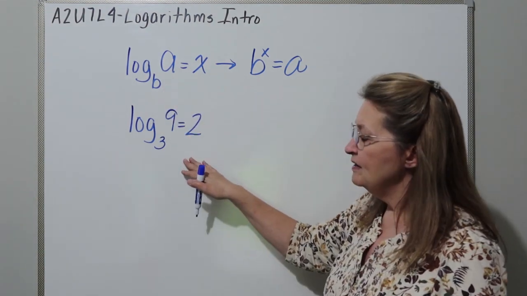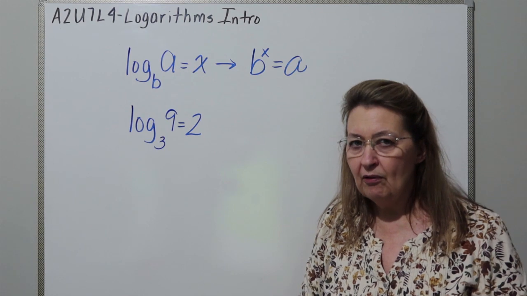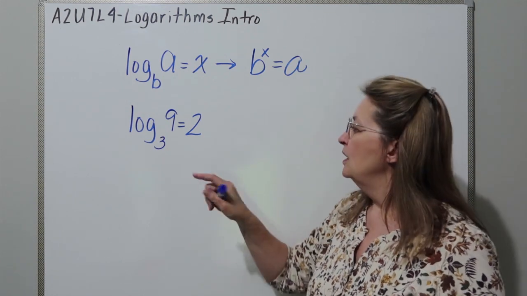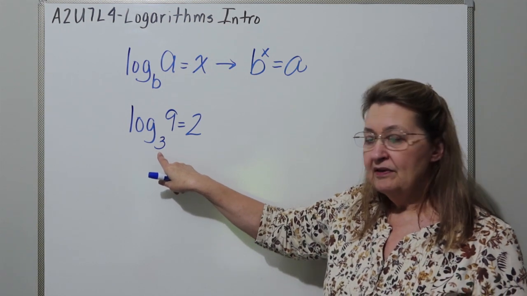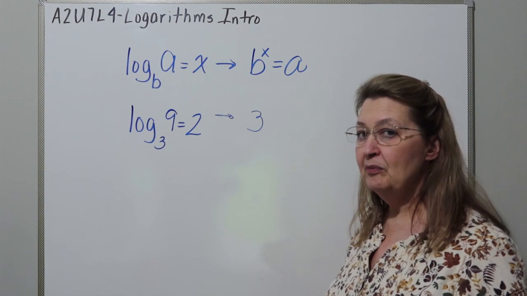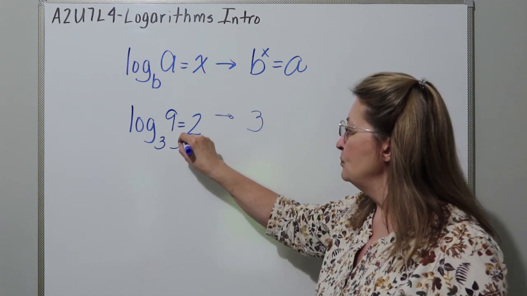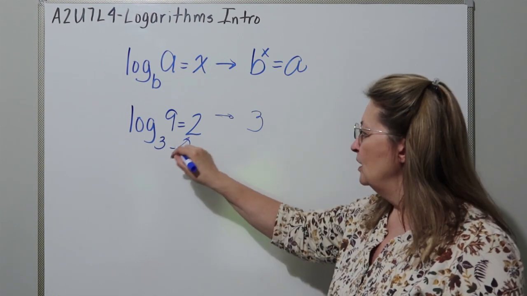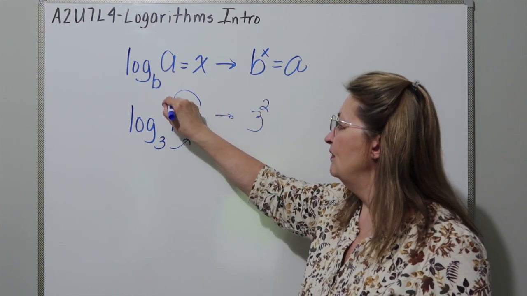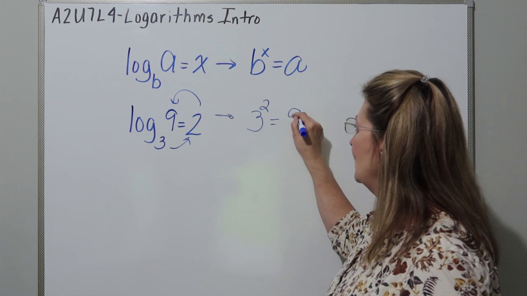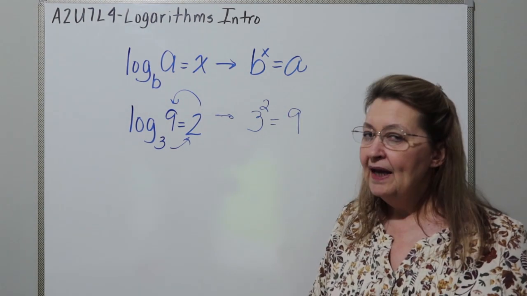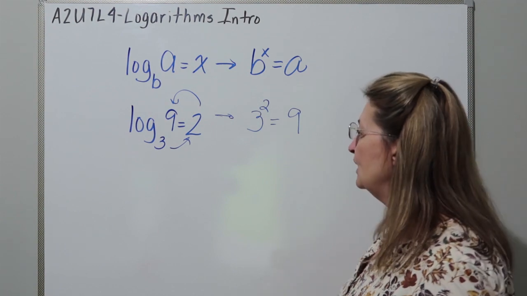So let's just take an example. Now remember, you're not solving a problem here. You are just learning to translate from one to the other. So start with your base. This is 3. In exponential form, it's still going to be the base. Then this almost becomes muscle memory. You slide over here to this number. That's your exponent. And this number is your answer. So isn't 3 to the second power equal to 9? And that's all there is to converting.